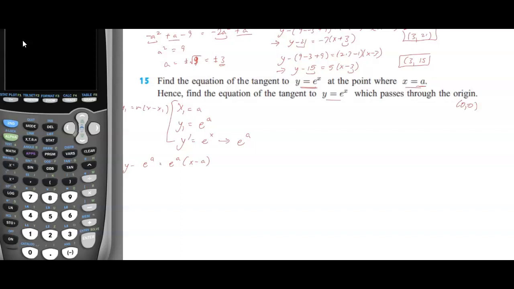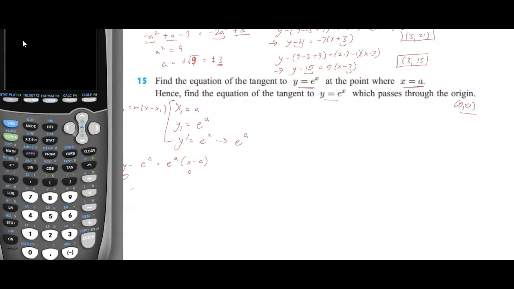We want to know the equation of the tangent line that goes through the origin, which means we're going to plug in the origin, 0, 0, into this equation, and then we should try to find the a values which make this true. Okay, and e to the a equals e to the a times a. The negatives cancel out. The e to the a's can cancel out, and we're left with a equals 1.